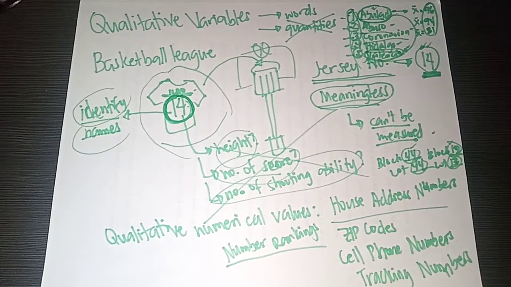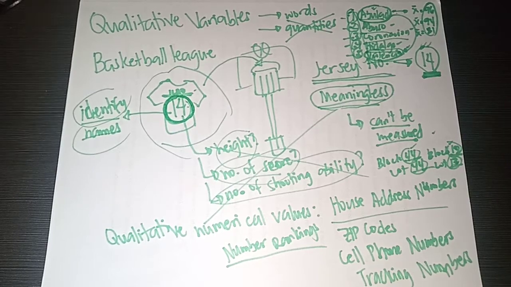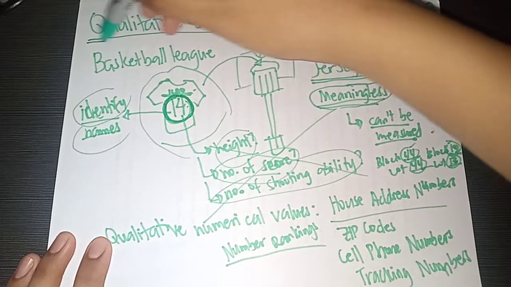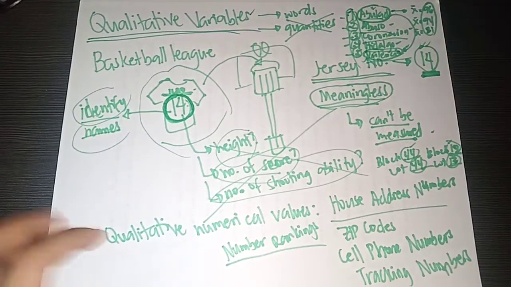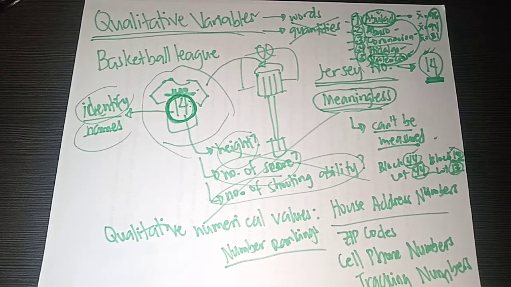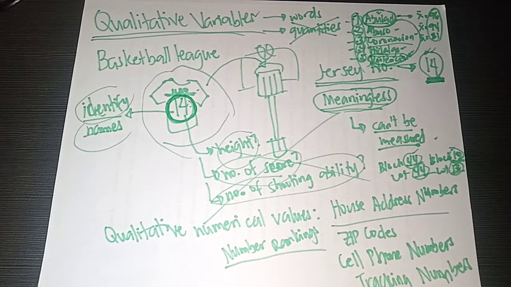So that would be the one type of general variable, and that is the qualitative variable. In our next video presentation, we will now be dealing with the other general type of variable, which is quantitative variables.